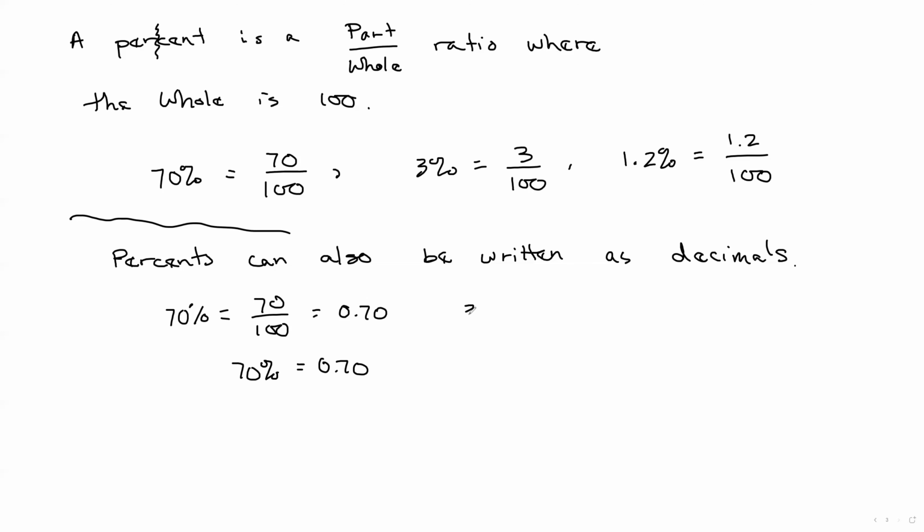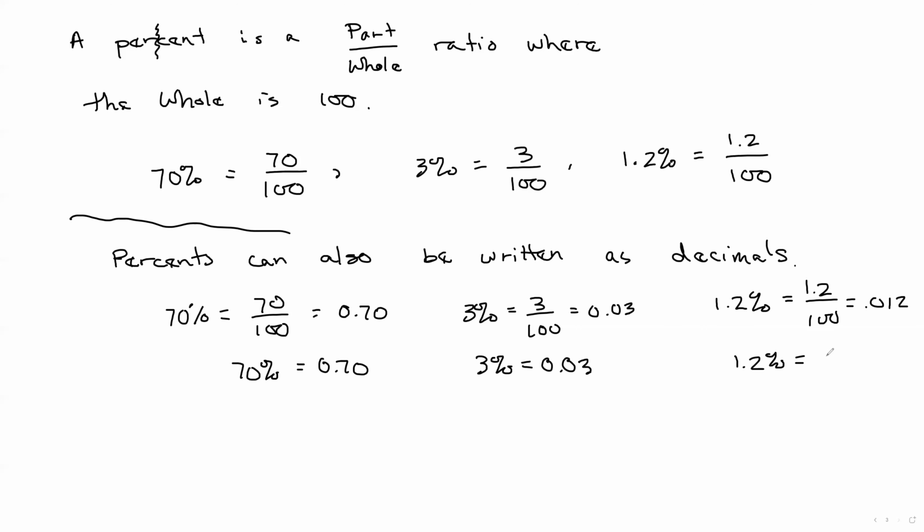And you can do the same thing here. If you have 3%, that's 3 over 100. And then if you plug that into a calculator, 3 divided by 100, you get 0.03. And so we get 3% equals 0.03. And our last one, 1.2% equals 1.2 over 100, which equals 0.012. And if you skip over that middle piece, you're going to get 0.012.